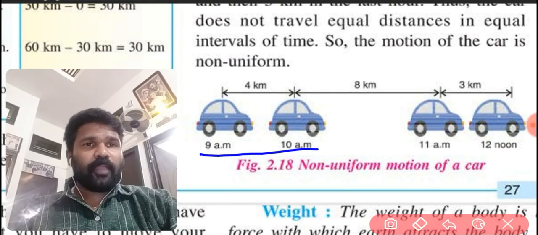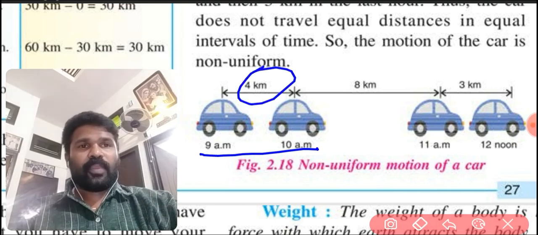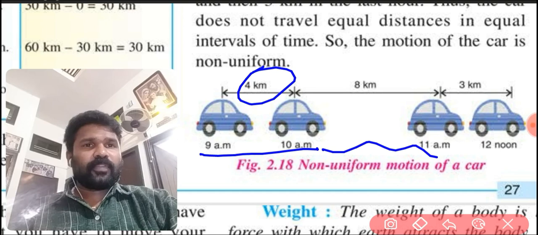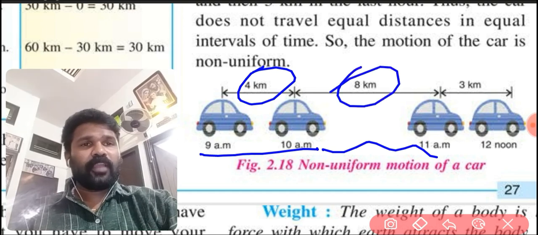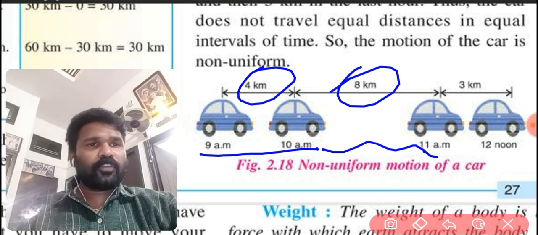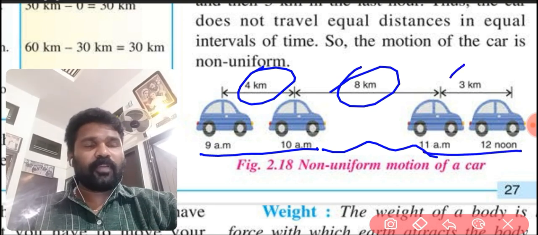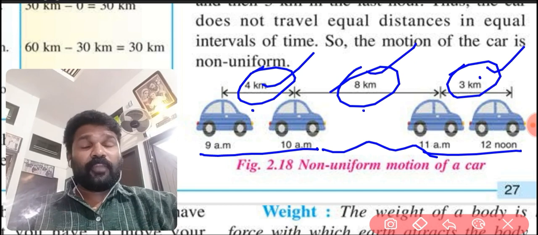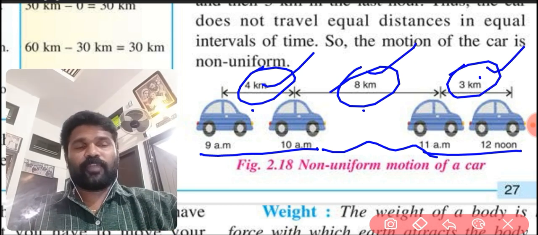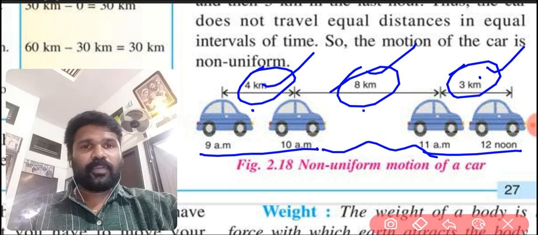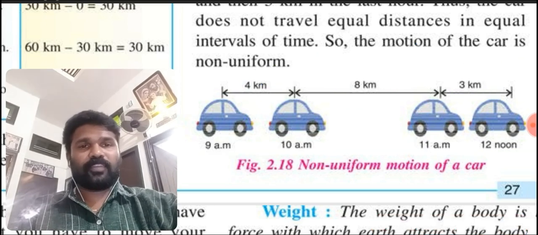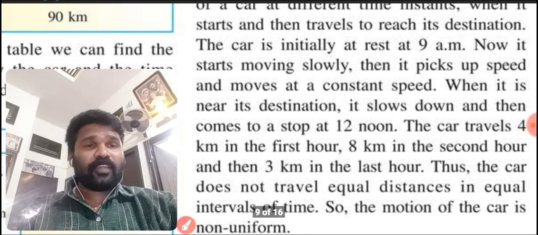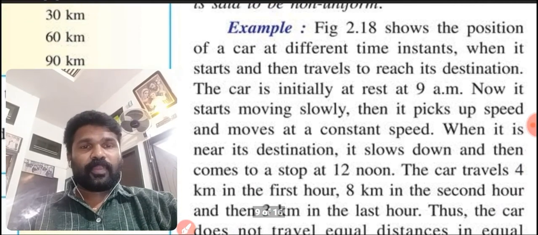9 a.m. to 10 a.m., how many kilometers are covered? 4 kilometers. And 10 to 11, how many kilometers are covered by this car? 8 kilometers. Then 11 to 12, how many kilometers are covered? 3 kilometers. See, 4, 8 and 3. Different kilometers are covered in equal intervals of time by this particular car, not like the first example. So, we can say that this car is in non-uniform motion.